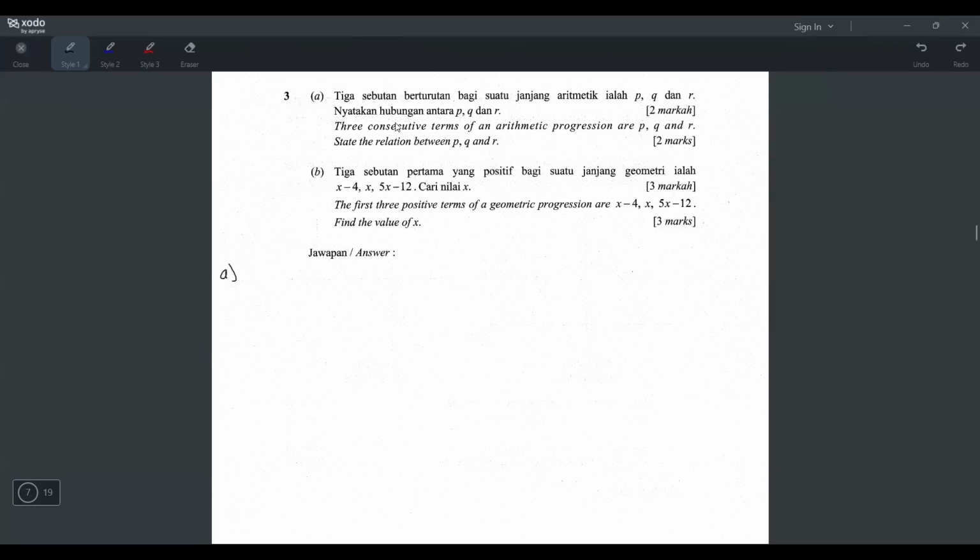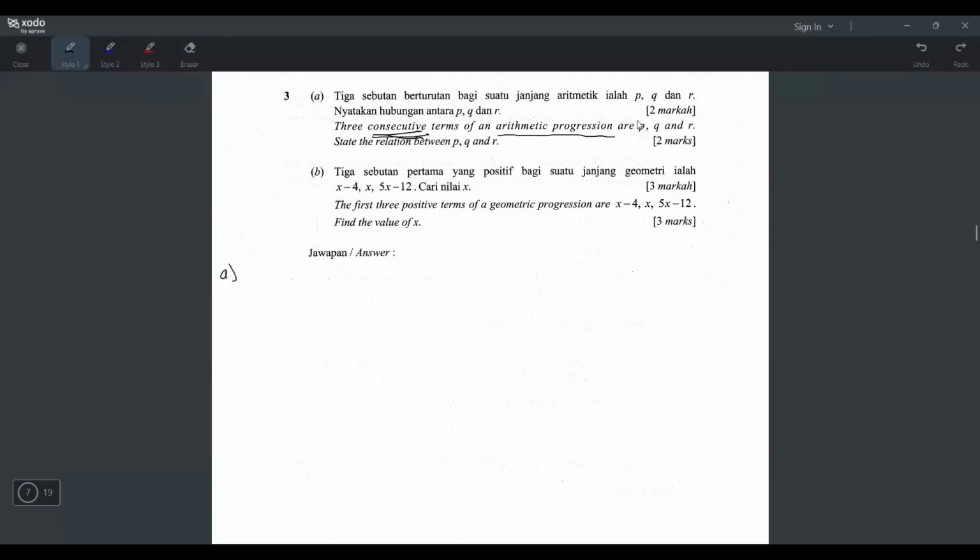So let's read. 3 consecutive. Okay, this word is very important. What is consecutive? Berterusan or berturutan. Berturutan means it's continuous. So for example, 57, 58, 59. This one is consecutive, right? Or like 5, 6, 7. Example like this. So 3 consecutive means they follow one after another. Okay, so 3 consecutive terms of an arithmetic progression.